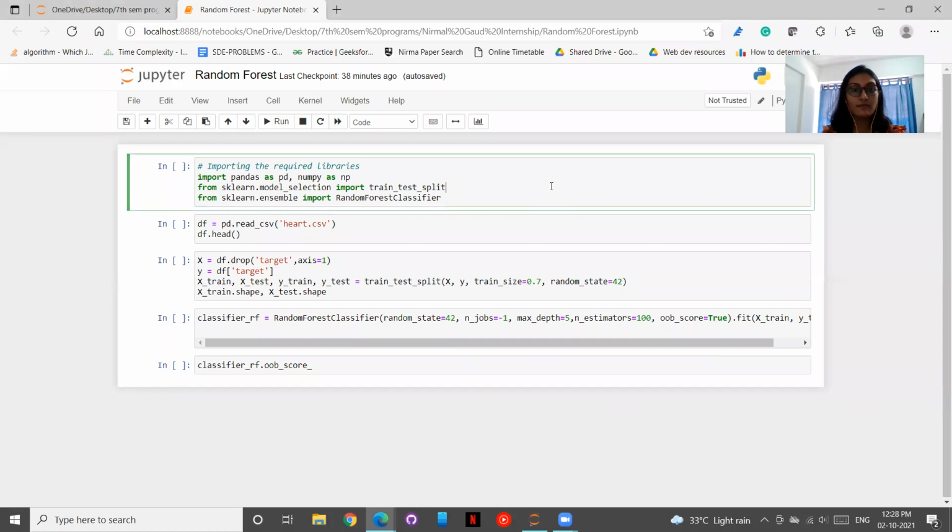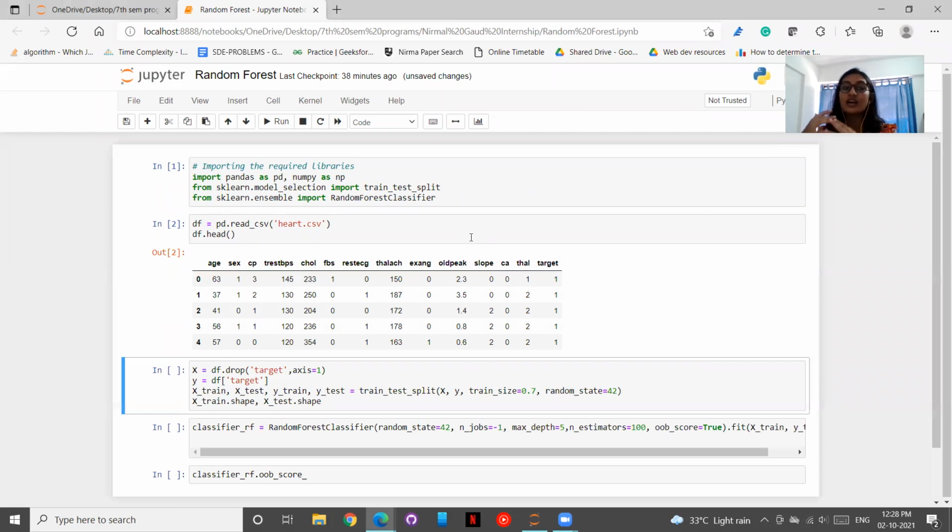We'll first of all be importing all the necessary libraries. Thereafter, we have taken the heart disease data set to predict heart disease. Now, one of the very important applications of the random forest ensemble is in healthcare and e-commerce. So we have taken the example of healthcare.